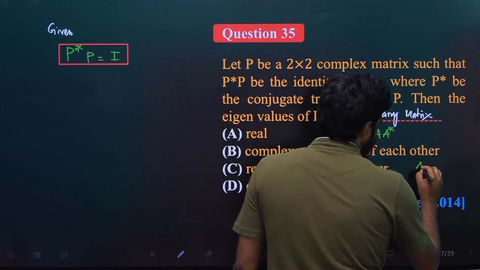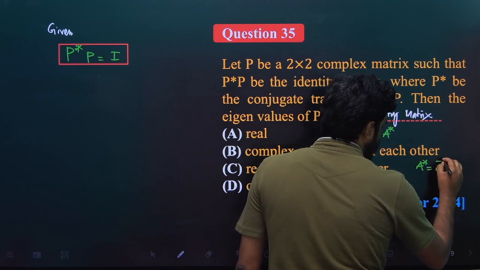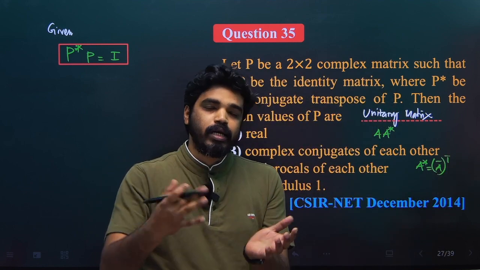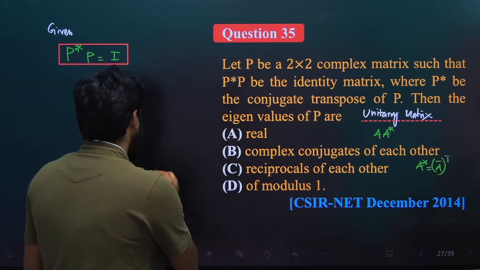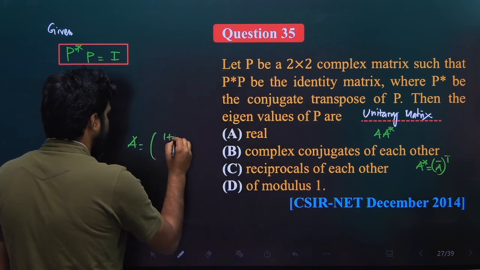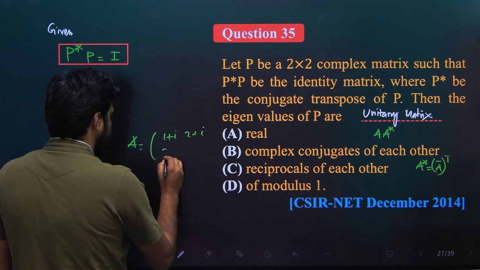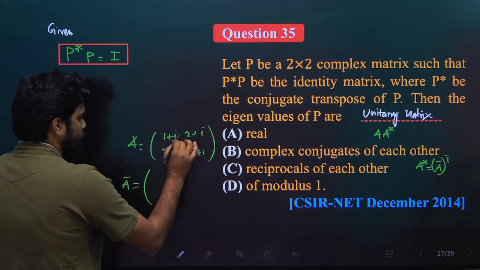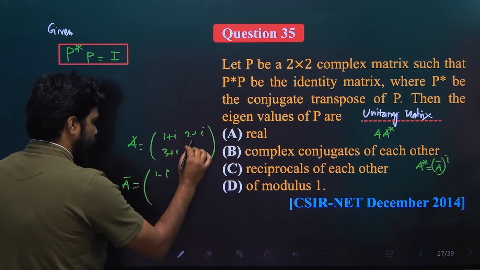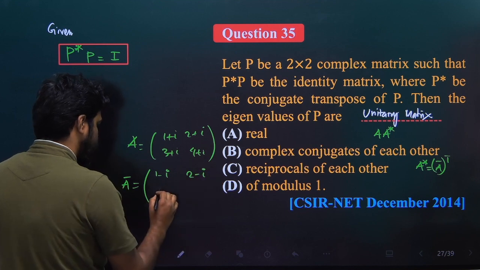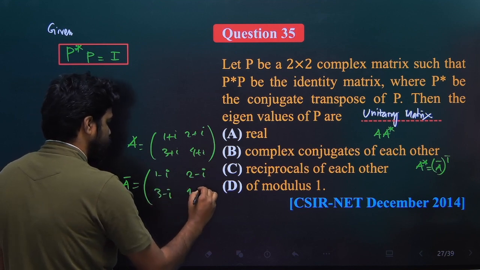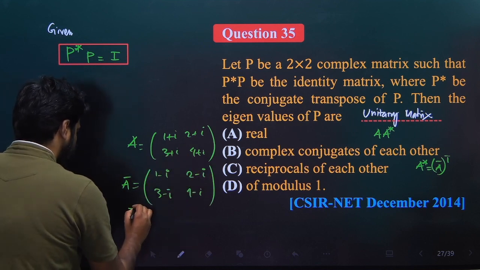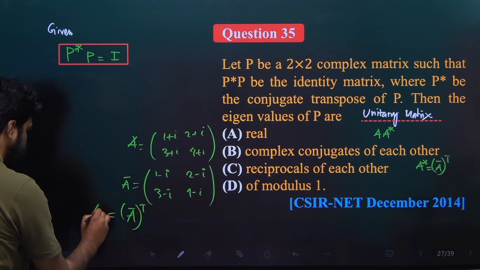A star means conjugate transpose. For a matrix, first take its conjugate, and after the conjugate, take its transpose. What is conjugate? Suppose A is a complex matrix given as 1 plus i, 2 plus i, 3 plus i, 4 plus i. A conjugate means the sign changes: 1 plus i conjugate is 1 minus i, 2 plus i conjugate is 2 minus i, 3 plus i conjugate is 3 minus i, 4 plus i conjugate is 4 minus i. For A conjugate transpose, the rows again become columns. So this is basically A star.